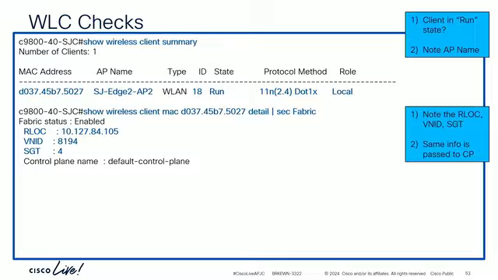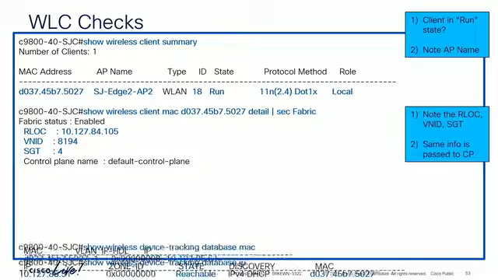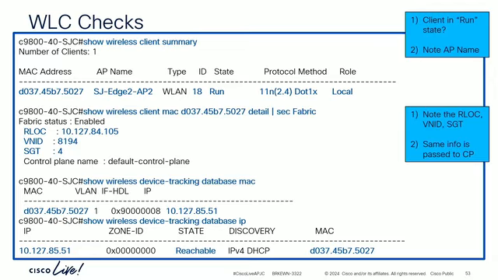Sometimes I have seen in the field that SGT information may be goofed up, or it has not come from ISE, right? This can be a problem. And finally, when the client joins, what happens? It is updated in the device tracking database.